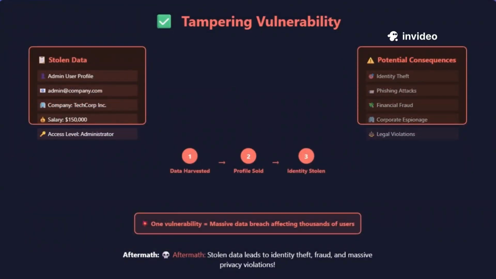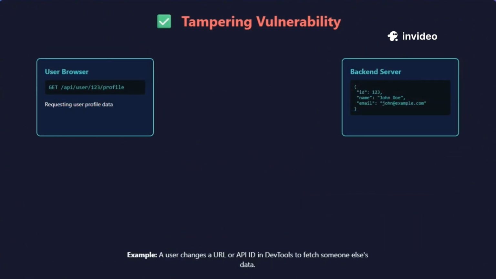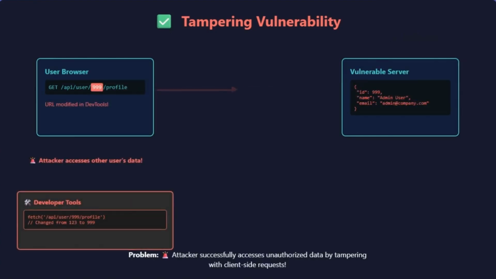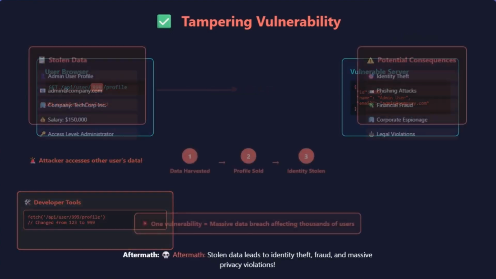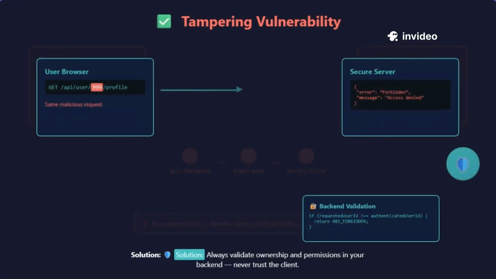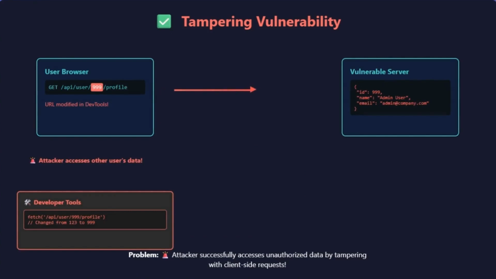Tampering happens when a user modifies data before it reaches your backend. Here, the attacker changes the user ID in the browser from their own to 999 using DevTools. If the backend doesn't verify that this user is allowed to access that ID, the attacker now sees someone else's data, maybe even an admin's. Never trust user input from the browser. Always validate identity and access rights server-side before returning sensitive data.